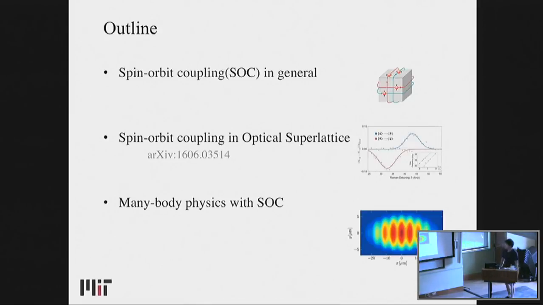The outline of my talk is, first, a very general discussion on spin-orbit coupling and its progress in the cold-atom field. Second, I will talk about our scheme and how we realize spin-orbit coupling in optical superlattices. And in the end, I will talk about realizing a many-body Hamiltonian in the spin-orbit coupling scheme, which includes very exciting new phases like the stripe phase.